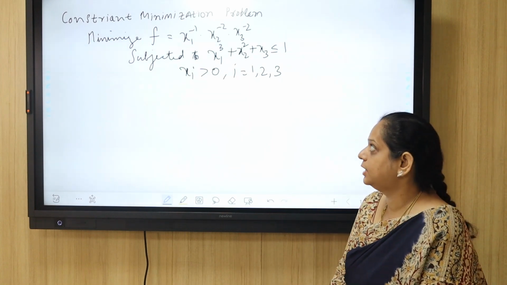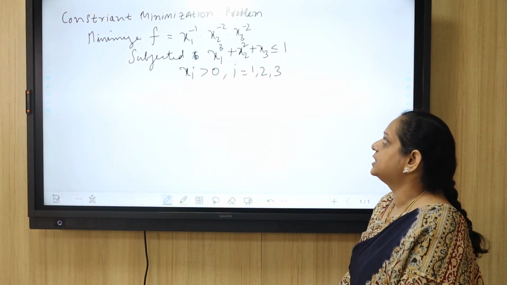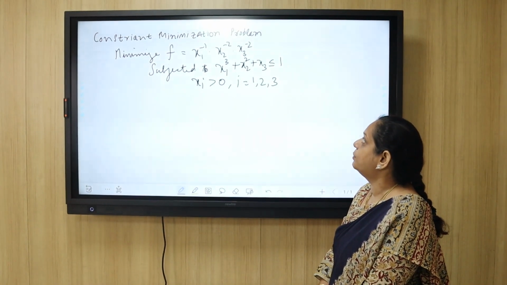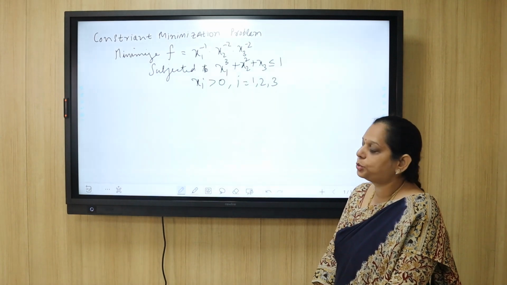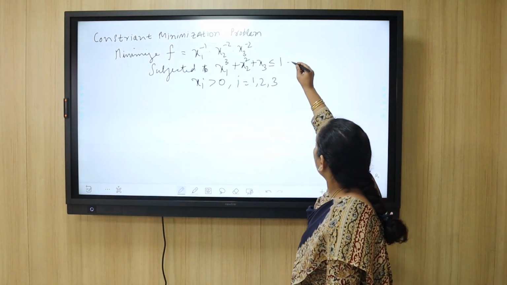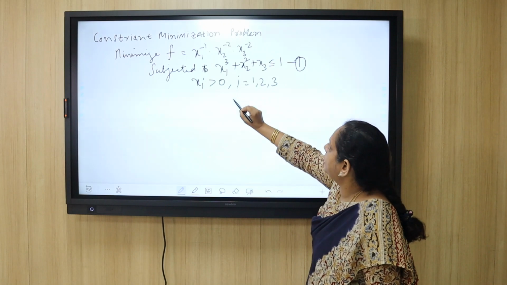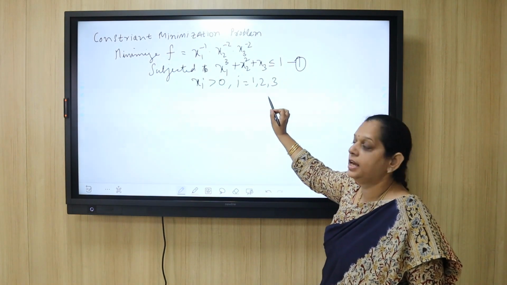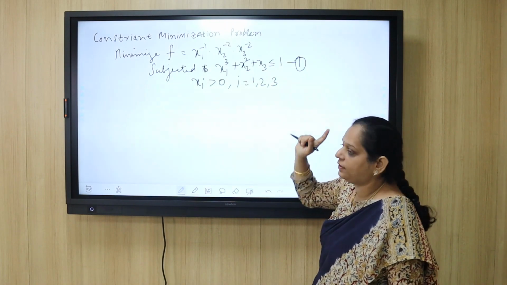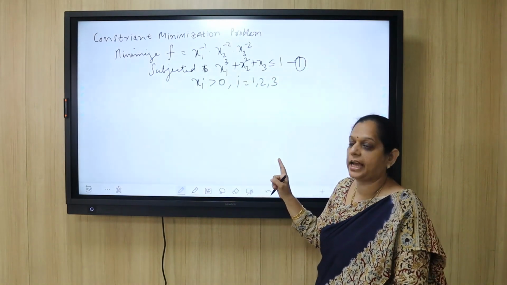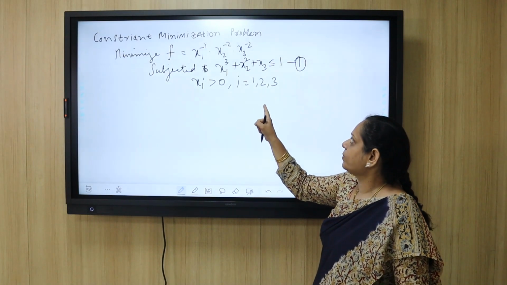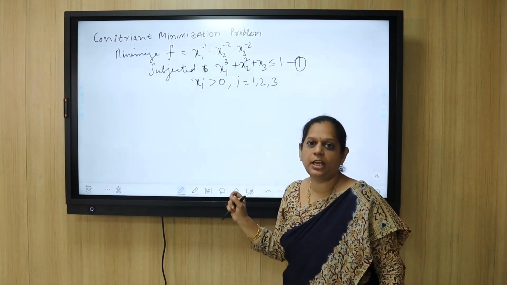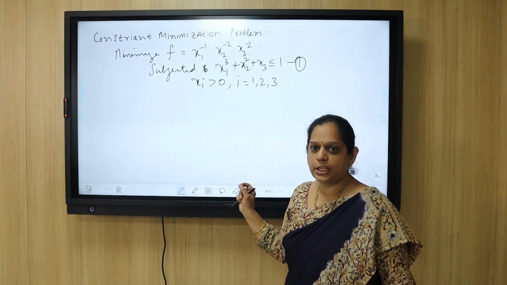So here the problem is given as minimize f of x equal to x1 to the power of minus 1, x2 to the power of minus 2 and x3 to the power of minus 3, which is subjected to a constraint, x1 whole cube plus x2 whole square plus x3 is less than or equal to 1. Here we have taken only one constraint. So xi is greater than or equal to 0, i equal to 1, 2, 3. Now we will solve this problem. First we will state the optimization problem statement as follows.